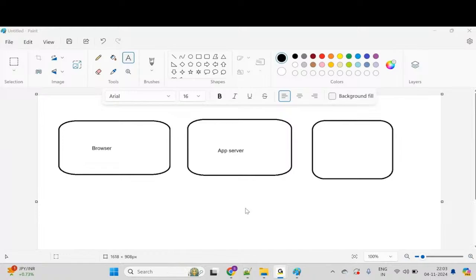We can see your screen, Paint, right? Yes, the paint you have mentioned, browser, app server. Yeah. I think it may be some technical issue. Maybe it's not slow. Yeah. Now it's appearing.